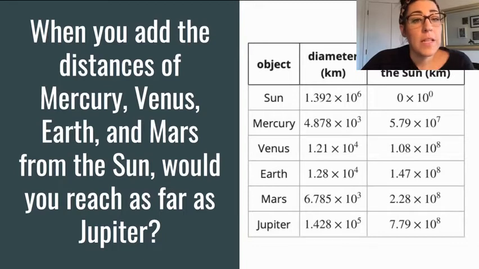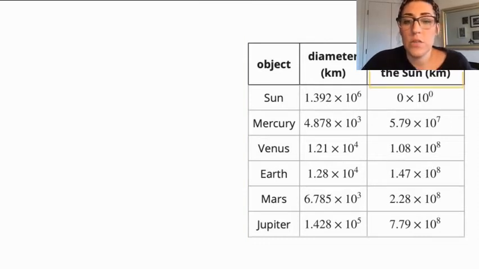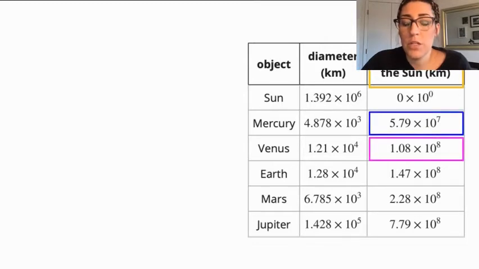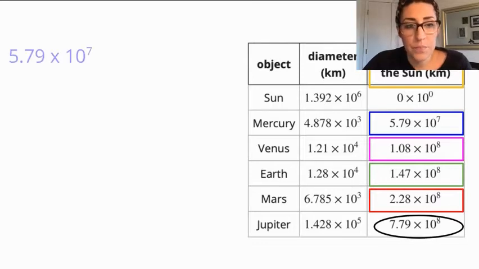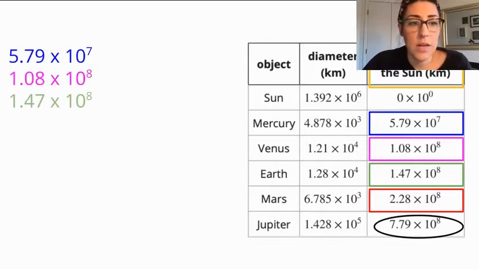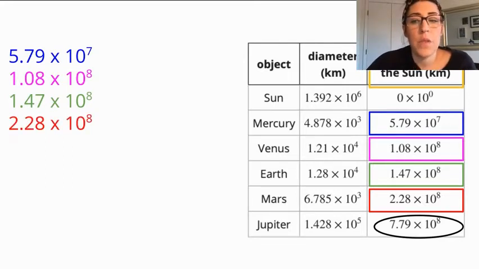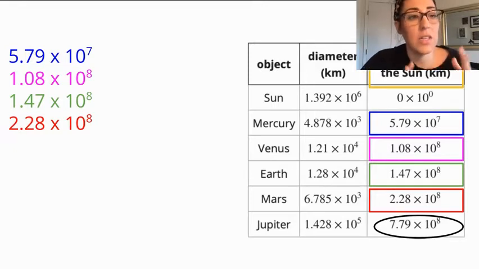Okay, so when you add the distances of Mercury, Venus, Earth, and Mars from the Sun, would you reach as far as Jupiter? So let's go through this. We have the distances from the Sun column that we're looking at, specifically at Mercury, Venus, Earth, and Mars, and we're comparing it to Jupiter. So I'm going to just list these out on the side here for us to look at. And notice that all of them are raised to the power of 8 besides Mercury. So again, we cannot add those leading factors together unless they all have that same power of 10.